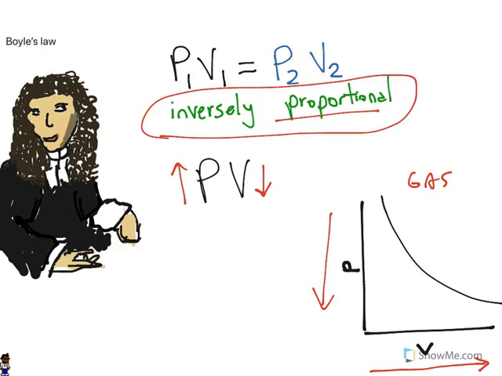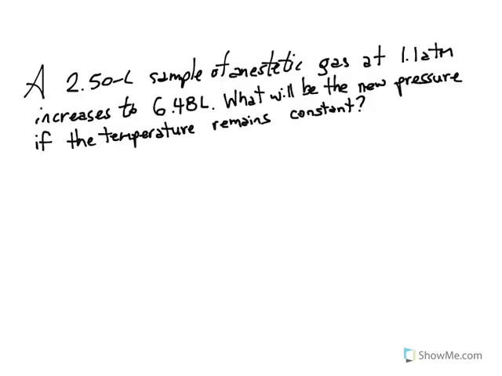And so let's solve a quick Boyle's law problem. So let's say we have this problem right here. We have to figure out how to solve a problem. We've got to figure out what gas law to use after reading the question. Right now, we don't necessarily know which gas law to use, but if we look at it, it says a 2.50 liter sample of anesthetic gas at 1.1 atmosphere increases to 6.48 liters. What will the new pressure be if the temperature remains constant?